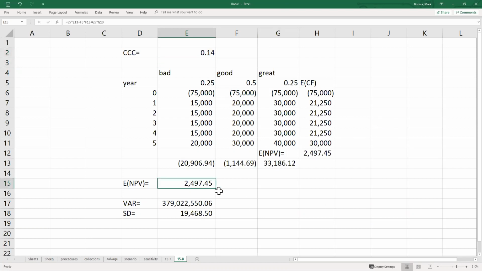And I still have a positive NPV. So despite the fact that I've raised the discount rate to account for the fact that the project is riskier than the company average, we still have a positive NPV, still greater than zero. So therefore, this project is financially viable.